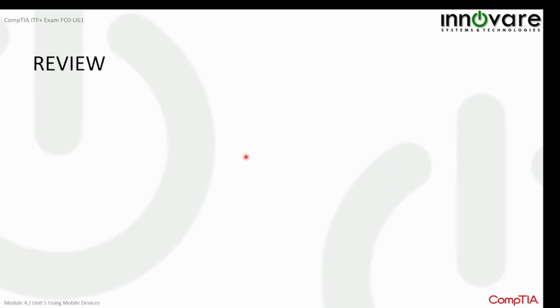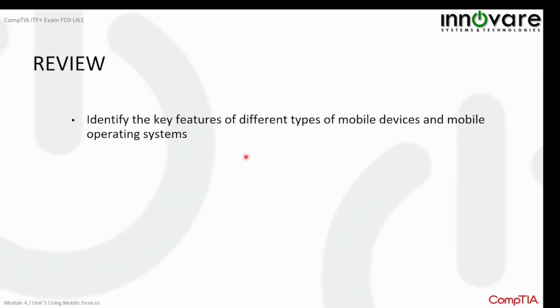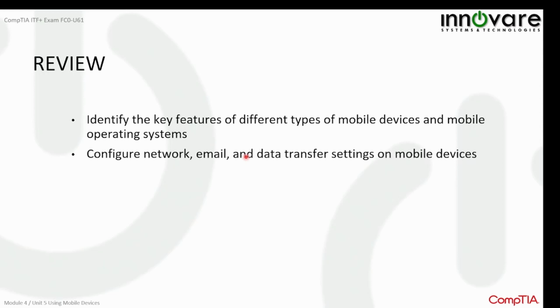So in this unit, we cover the key features of different types of mobile devices and mobile operating systems, and we cover the topic as much as IT is related. And then we also discuss network configuration, different data connectivity, and even synchronization. We covered that. We discuss also the email, which majority of these are already familiar to you, including data transfer settings on mobile devices.